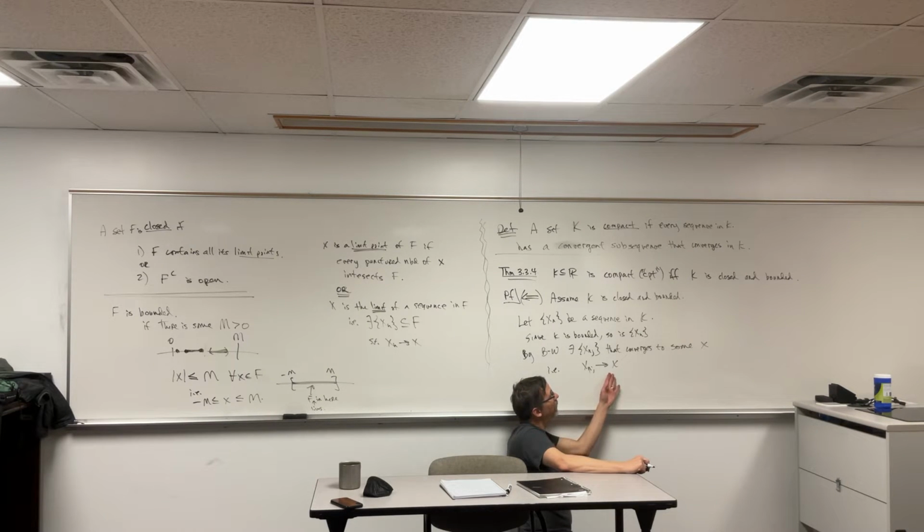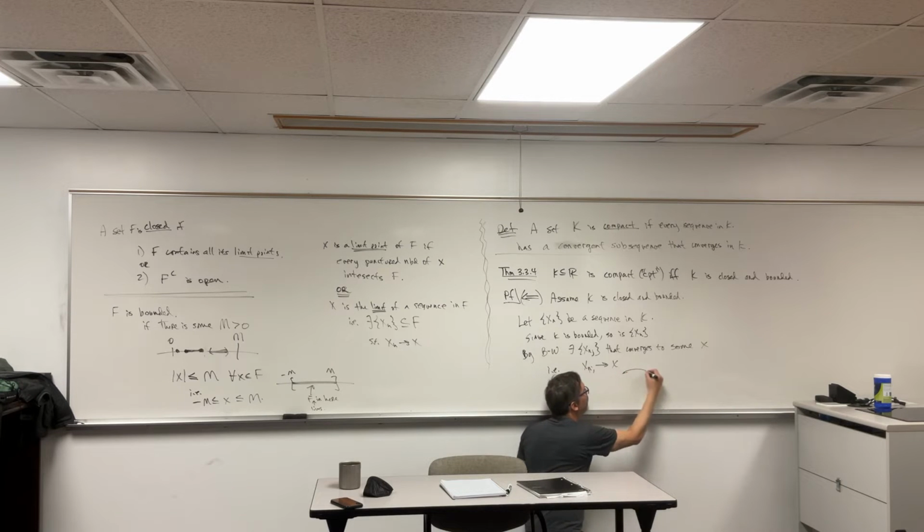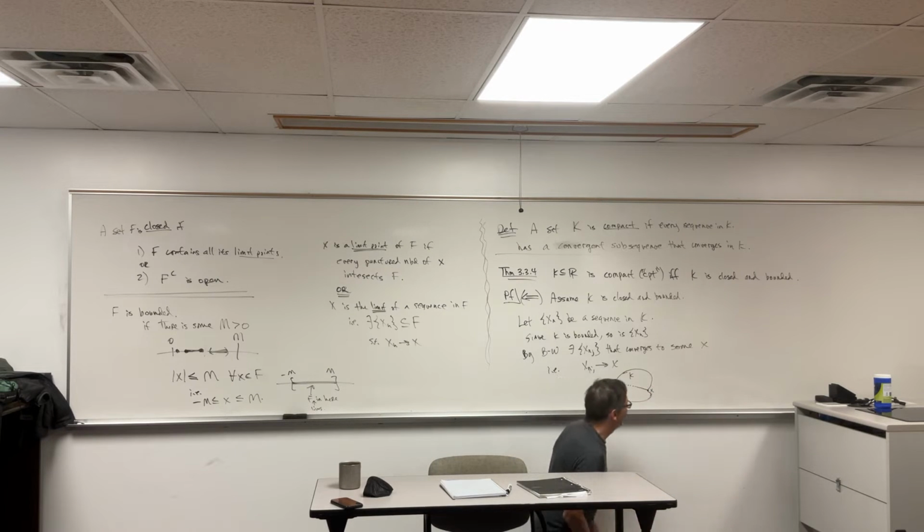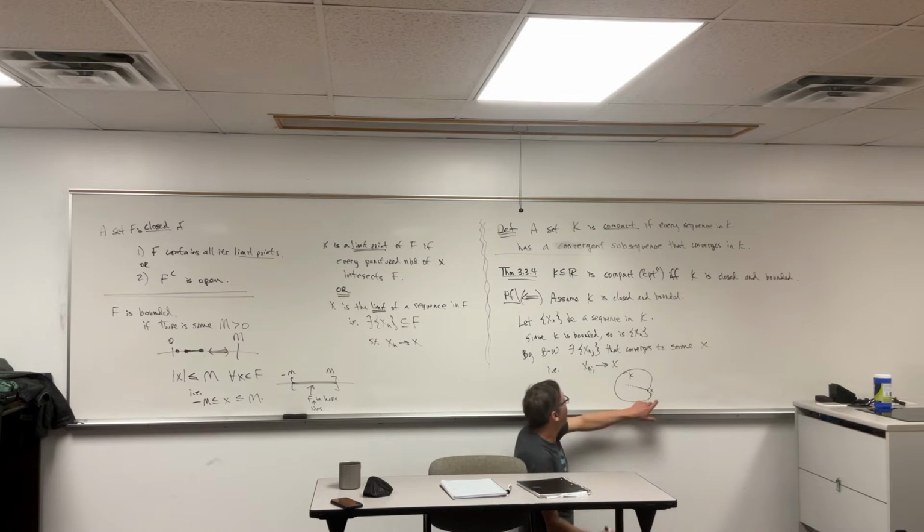Right now, I don't know that x is in K. So I've got my set here. Here's K. I've got my subsequence converging. Let's make it an edgy thing like that, literally. No pun intended, really, but it ended up being that way. So I've got this converging to this x. How do I know that that x is in K?